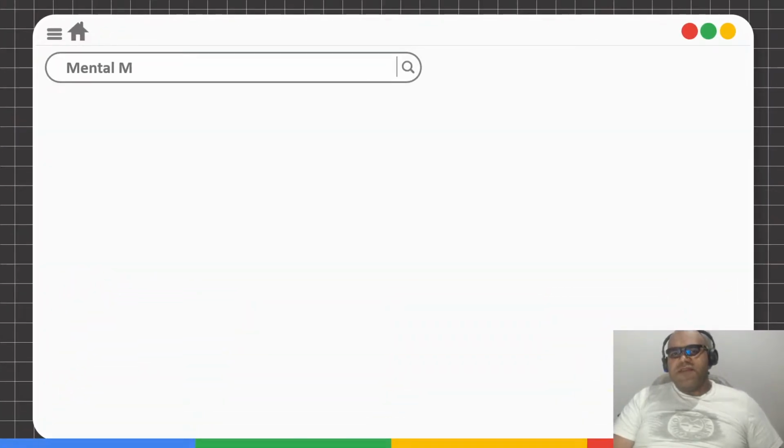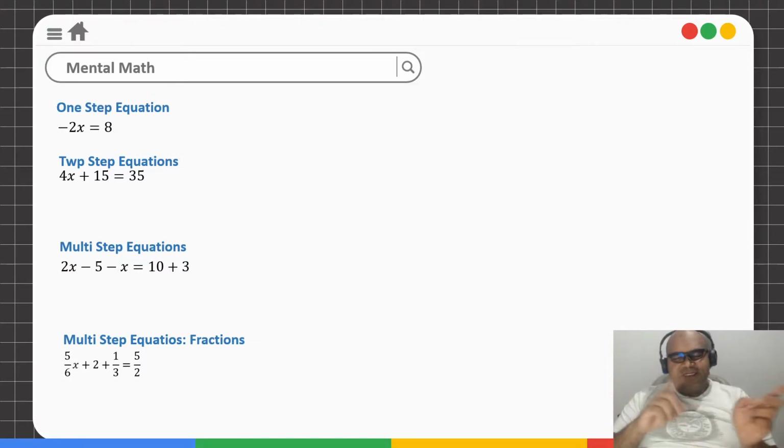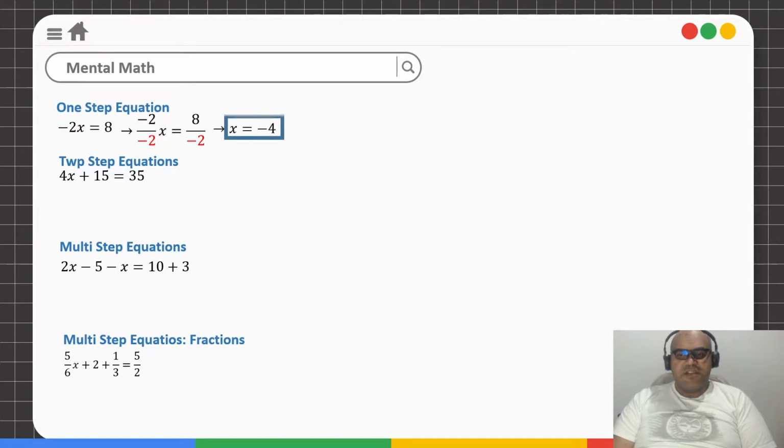Guys, our lesson today, as we start as normal with mental math, we have one-step equations, two-step equations, multi-step equations, and multi-step equations with fractions. The first one, as we learned before, where is the variable, left or right? As we see, the variable is on the left. We move what the math operation tied to the variable is: multiplying -2. What is the opposite of multiplying by -2? It is dividing by -2, as you can see here. We divide by -2 on both sides of the equation. We got our answer: x equals -4.